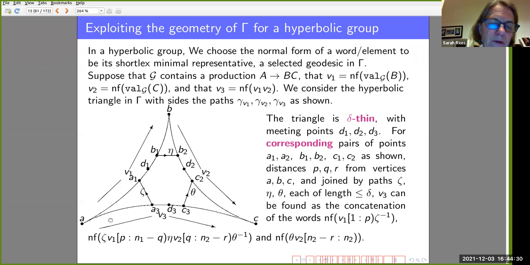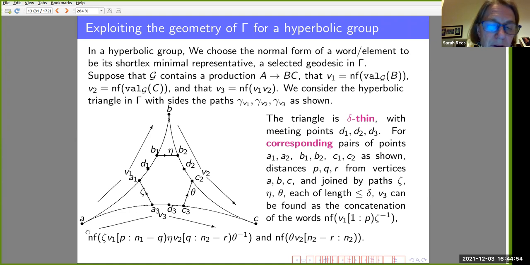And so the prefix of V3 that goes from A to A3 is the short-lex minimal representative of the prefix of V1 that goes from A to A1, followed by this little word, the short word, which I've called zeta here, but I've gone backwards along it, right?